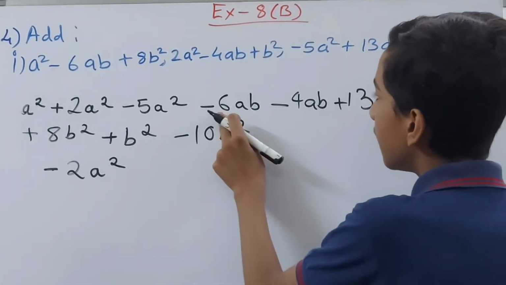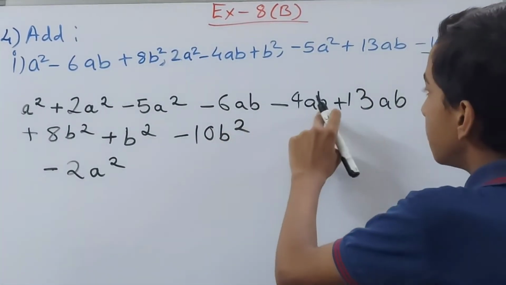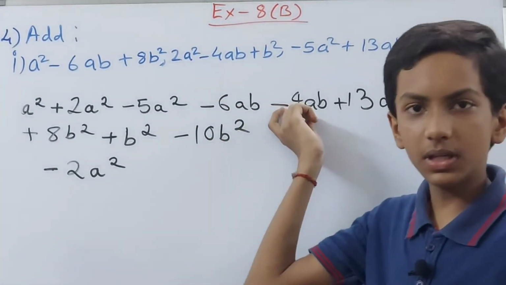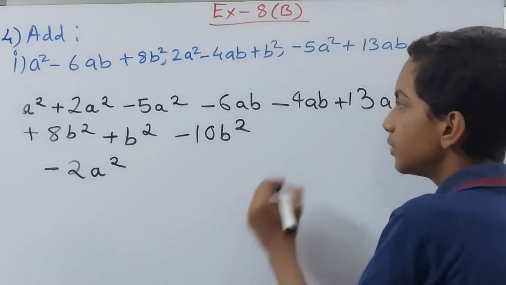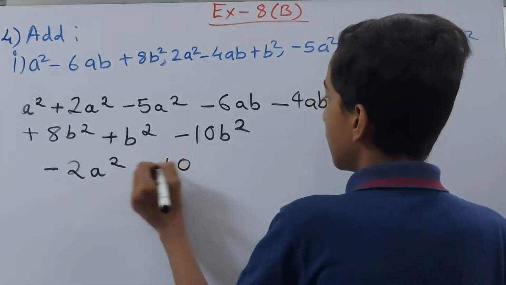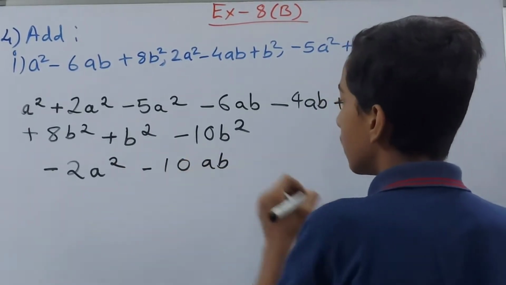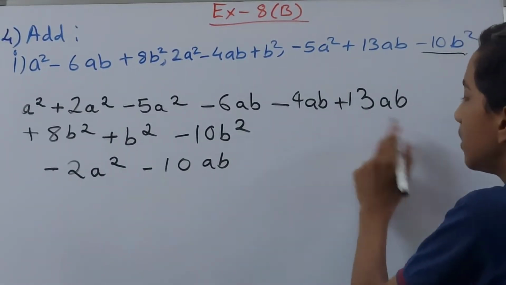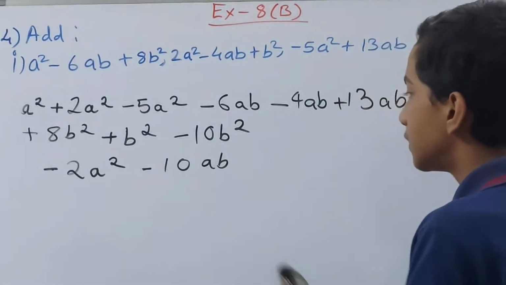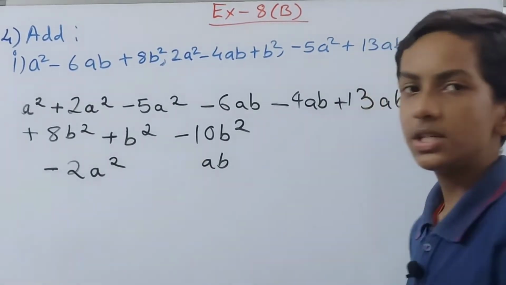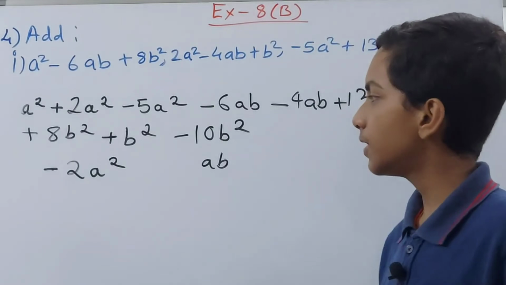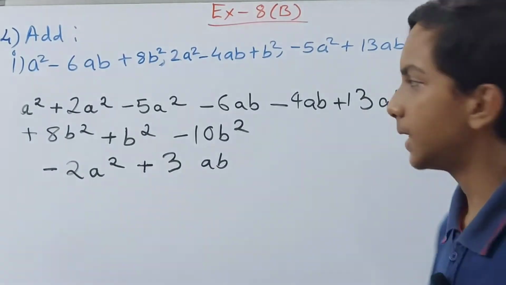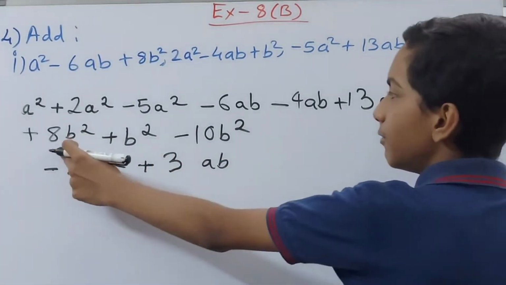Then we have ab terms, so minus 6ab plus minus 4ab. So again minus 6 minus 4 we add, and it becomes minus 10ab. And then 13ab is also here. So minus 10 and plus 13, we find the difference of 3, and 13 is greater, so plus 3ab. And then we have the b square terms.